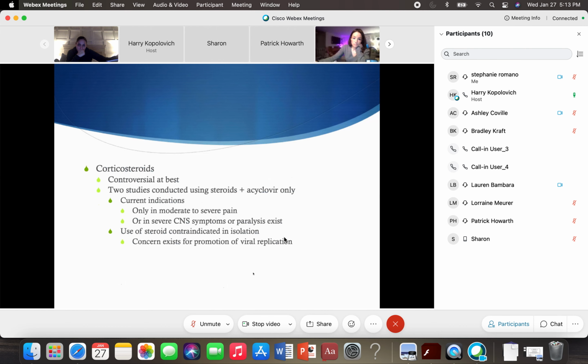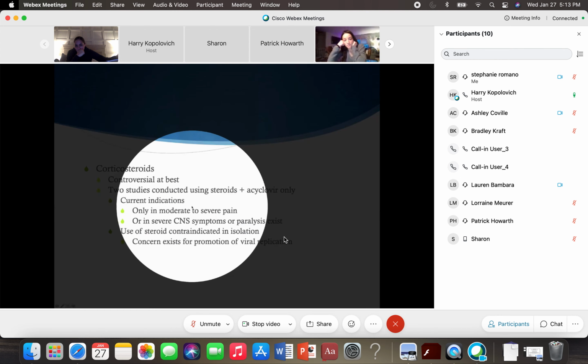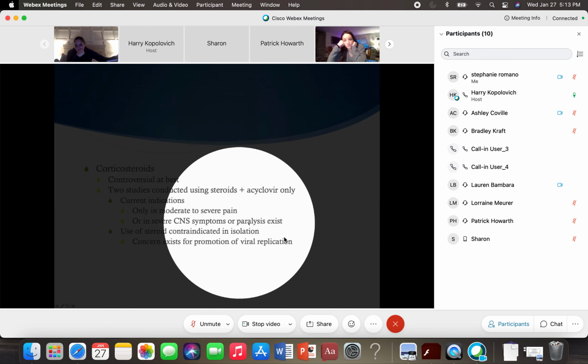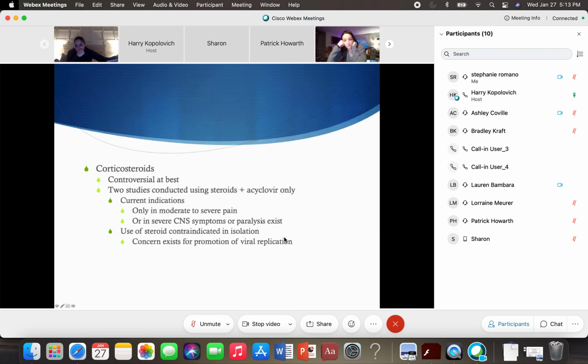The other modality of therapy is corticosteroids. It's controversial at best as to whether or not corticosteroids help at all in patients with any form of zoster. There are two studies that looked at steroids plus acyclovir, and there was kind of a mixed bag of results. It's really only indicated in patients with moderate to severe pain, or if severe central nervous system involvement or paralysis exist. The use of corticosteroids in isolation is absolutely not recommended, as it's theorized to increase the likelihood of viral replication. All right.